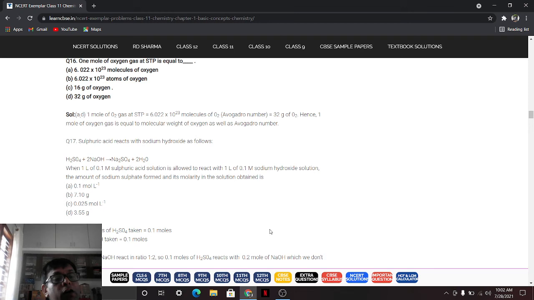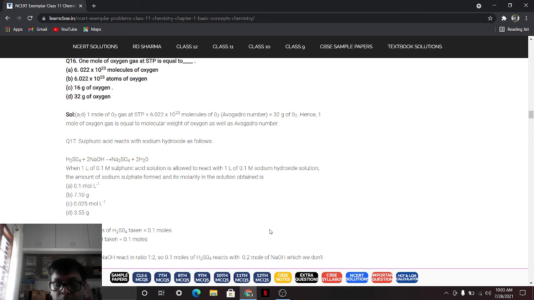When 1 liter of 1 molar sulfuric acid solution is allowed to react with 1 liter of 0.1 molar sodium hydroxide solution, the amount of sodium sulfate formed and its molarity in solution is obtained. Here options B and C are both correct, because moles of H2SO4 taken is equal to 0.1 mole, and moles of NaOH taken is equal to 0.1 moles.